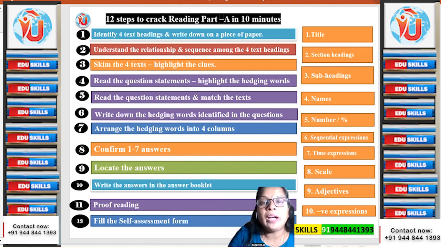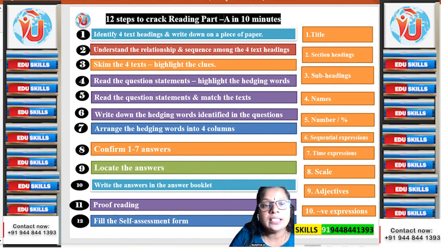Now you may have a doubt: how is it possible to complete all these things within 10 minutes? These 12 steps are applicable when you are practicing at home or preparing for your OET exam.